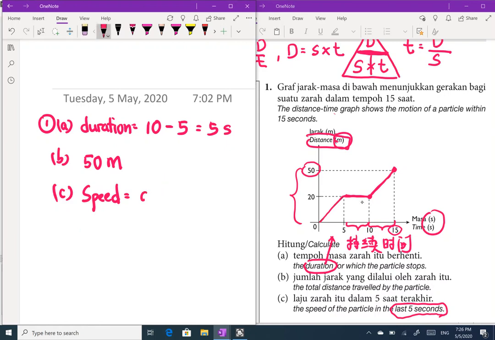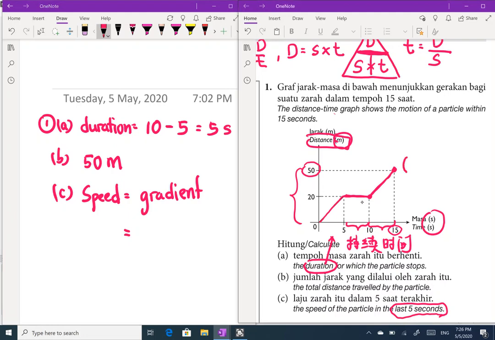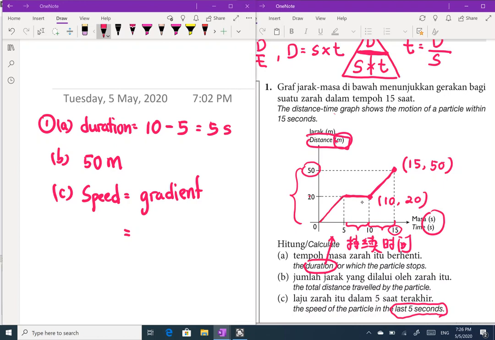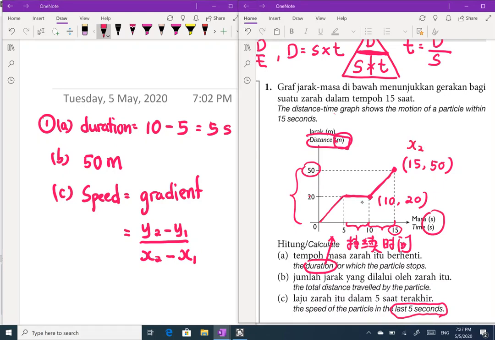Okay, speed is equal to our gradient. How to find the gradient? Okay, I know the point. 15 must take the x first, so 50. This is the point. This point is 10, y is 20. So remember, it is y2 minus y1 divided by x2 minus x1. I just assume this is x2, y2, x1, y1.